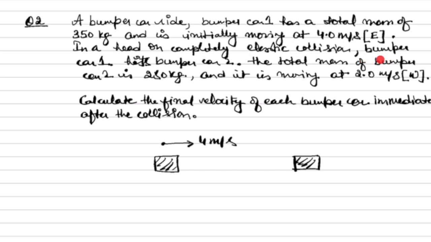The elastic collision happens. Bumper car 1 hits bumper car 2. The total mass of bumper car 2 is 250 kg. So this is 250 kg, let's say it is M2. This is M1, which was 350 kg. And this was moving 2 meters per second towards this side. So it is going westwards, or left side. So now we need to find the final velocity of each bumper car immediately after the collision.